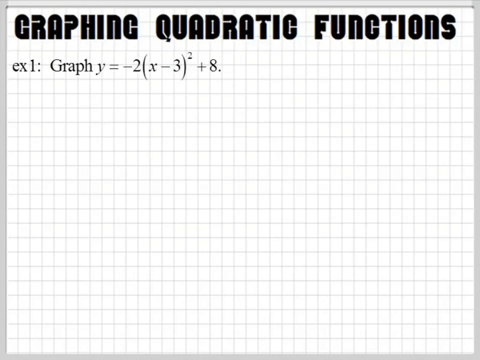Now for our first example, we're just asked to graph this. And it's as simple as this. You need to find the vertex, find the intercepts, draw your line. So it's kind of like 3 steps, but the first 2 are the ones where you have all the work. So let's draw our x and y axes, or our x and our f of x axis, and get busy.